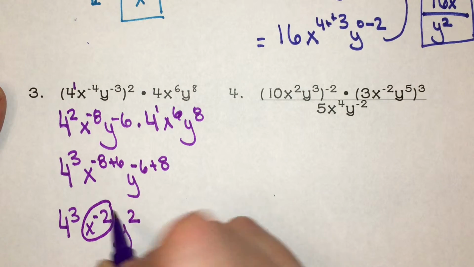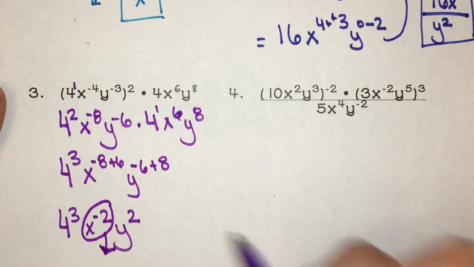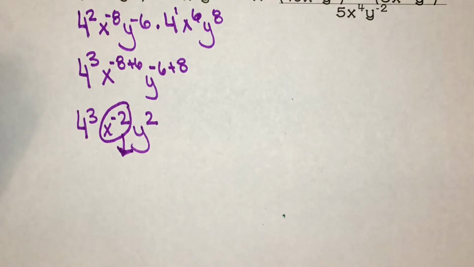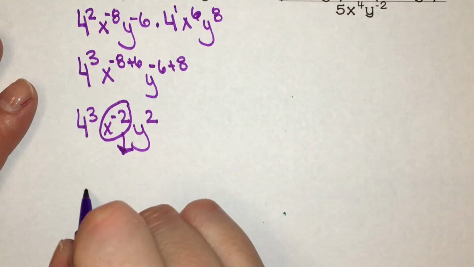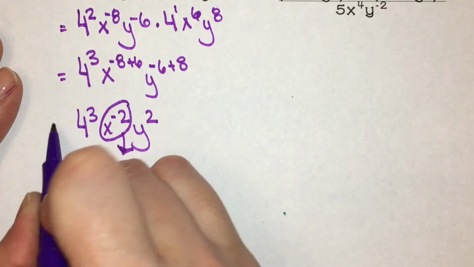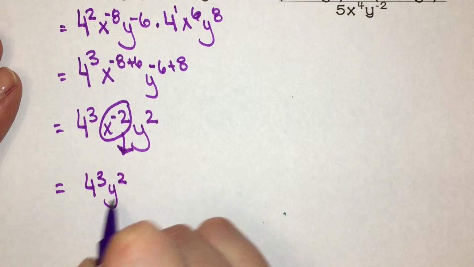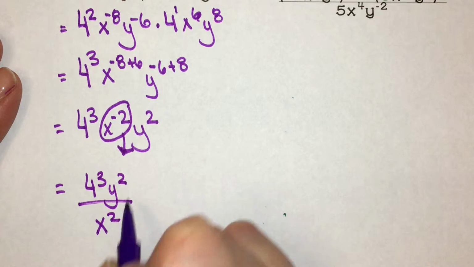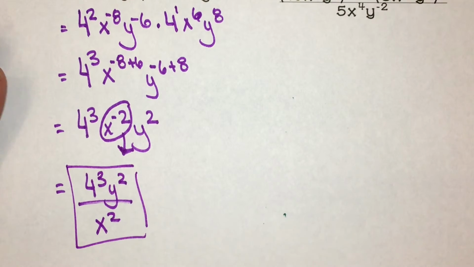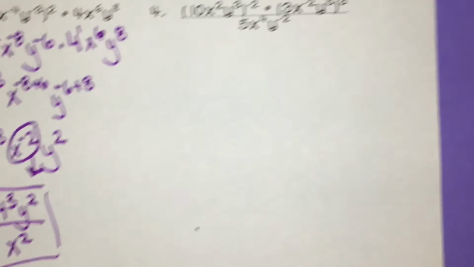All right, negative exponents need to be moved to the denominator. Move that x. Everything else stays on top. So that means we have 4 to the third, y to the second, over x to the second. All right, last one.